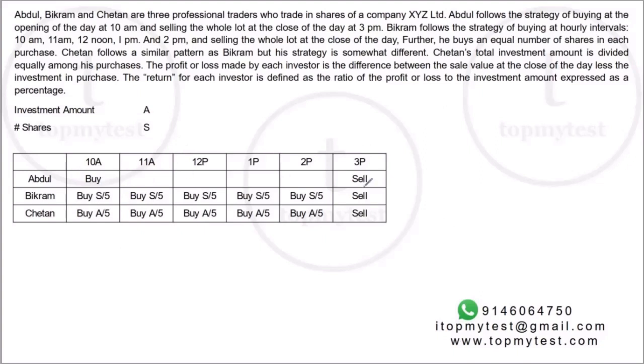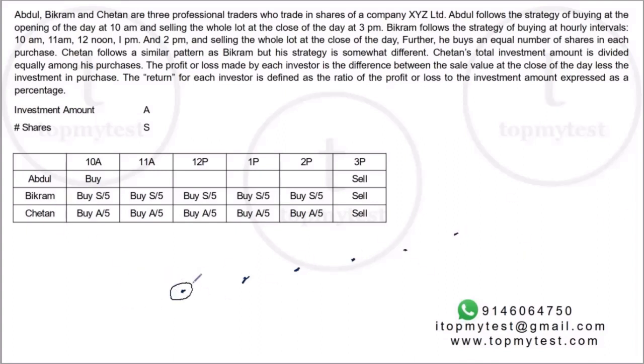So I've written this down neatly. Abdul basically buys at 10, sells everything at 3 p.m. Bikram buys equal number of shares and sells. Chetan invests equal amount of money and sells everything at 3. Okay, now let's see what happens. If the market keeps on rising through the day, right?